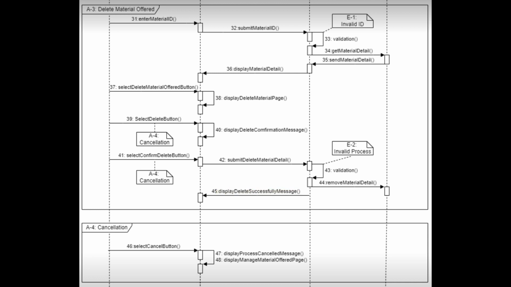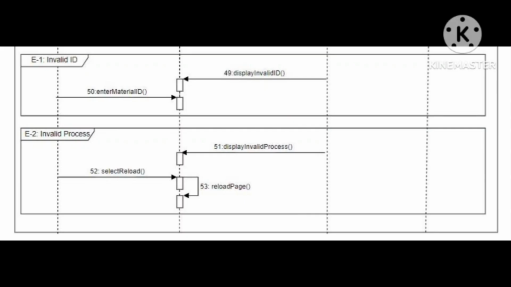For the exceptional flow, if the supplier selects the Cancel button, the system will display the process cancelled message to the supplier and go back to the Manage Material Offer page. For the exceptional flow of invalid ID and invalid process, the system will display an invalid ID message to the supplier, and the supplier is required to enter the material ID again. If the required detail is not complete, the system will display an invalid process message to the supplier. The supplier is required to reload and complete the required details.